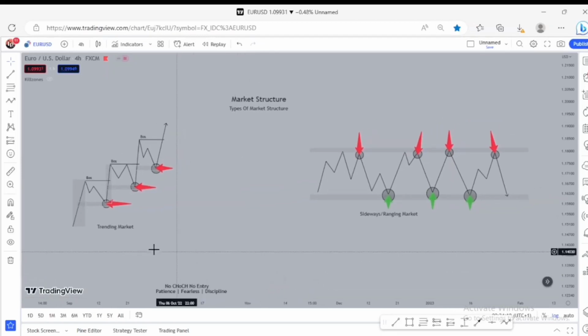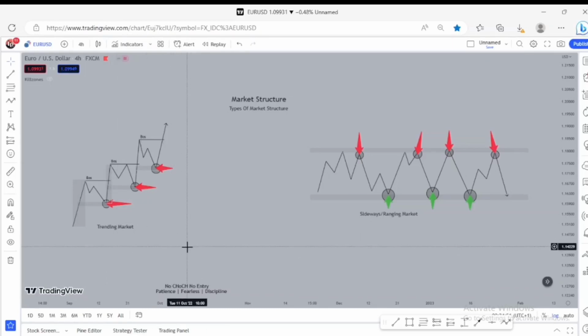If you watch what I draw here, you see that we have two examples: the trending market, and the sideways market, or you can call it the ranging market. These are the two types of market structure in general that you will see on your chart or on any chart you use. I'm going to explain the first one, and after that I will be explaining the second one. The first one is the trending market structure. In the trending market structure, we have the uptrending market structure and the downtrending market structure.